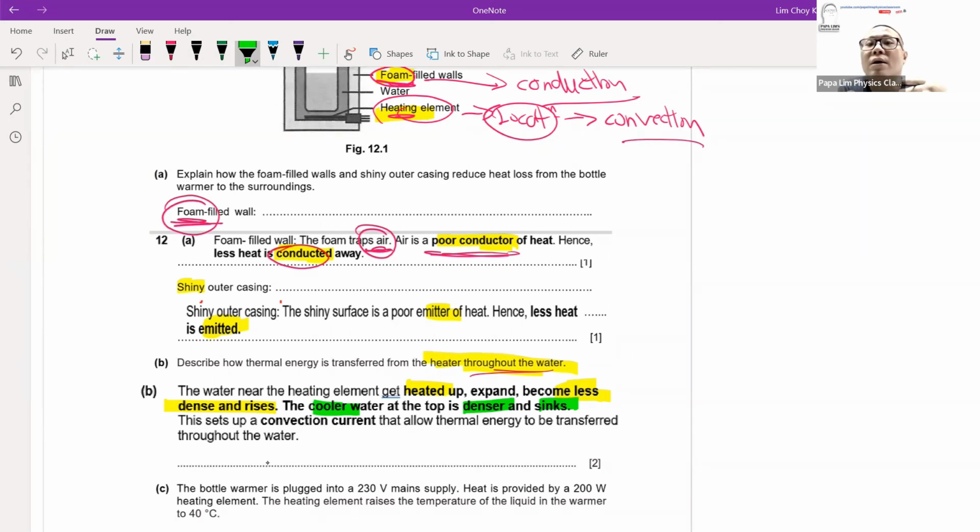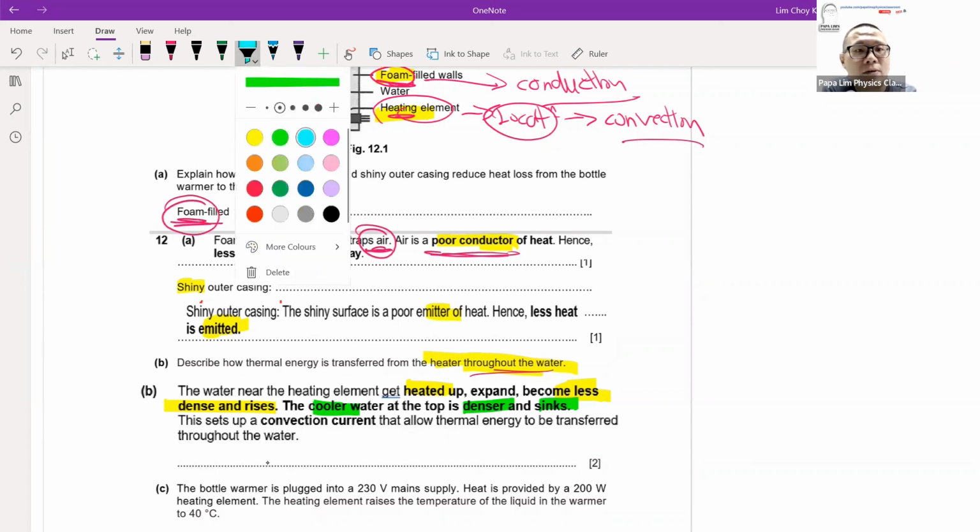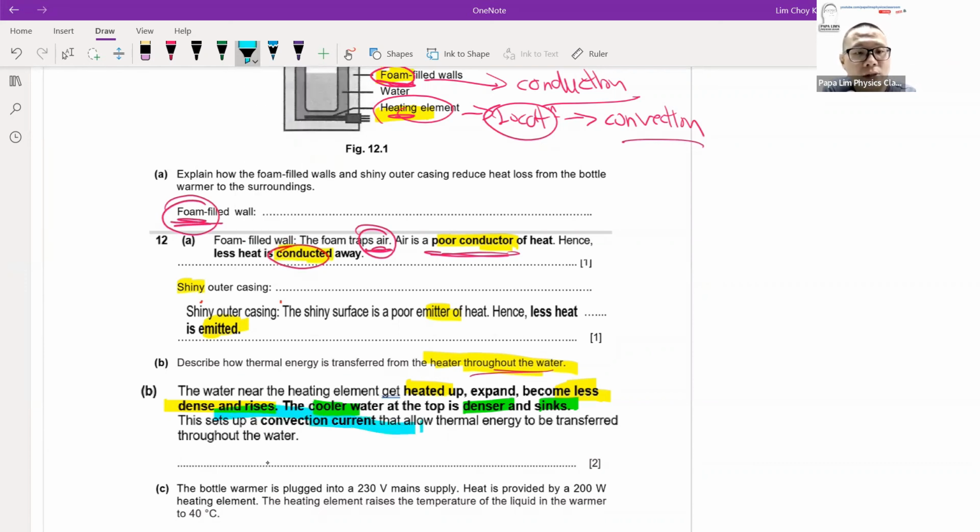Convection current occurs because of differences in density. So the density is actually one of the most important factors. Then after that you talk about convection current occurring, allowing heat to be transferred. So these are the three keywords that we look at: hot, less dense; cold, denser, sink. Then you mention convection current occurs. Remember, one keyword doesn't mean one word. It could be a phrase.